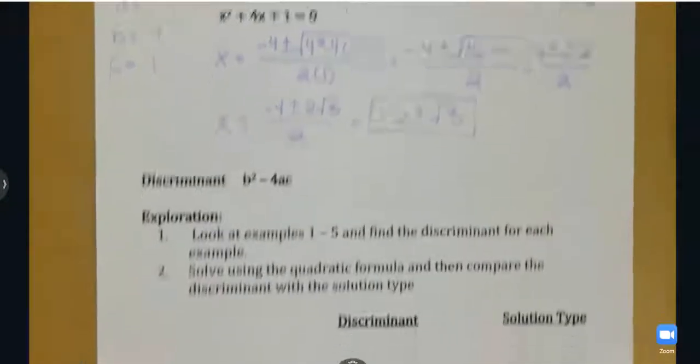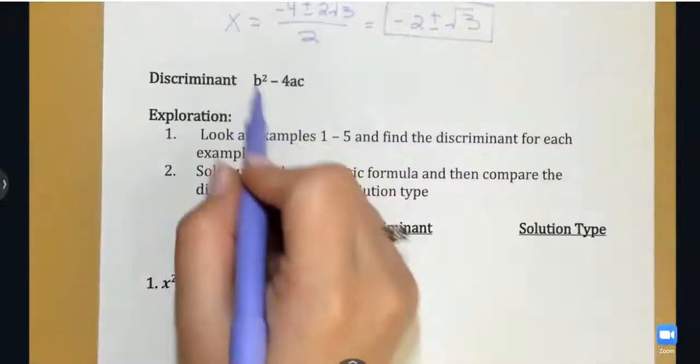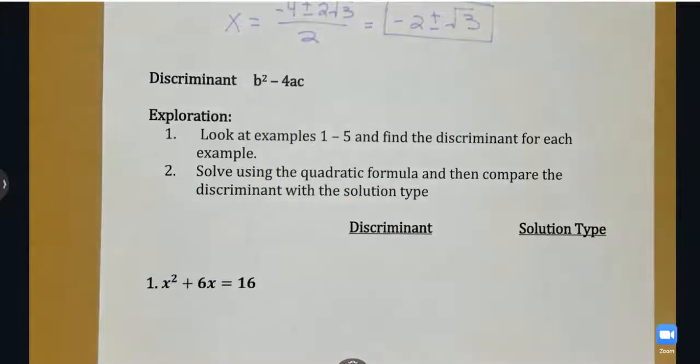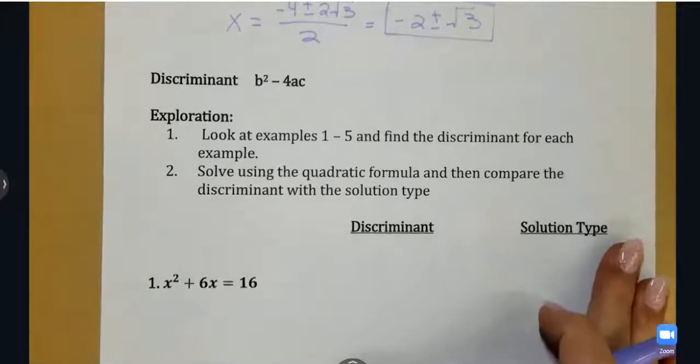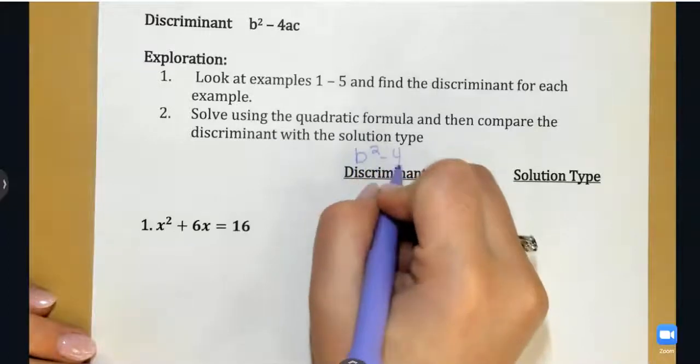Okay. Now, part of our quadratic formula is what we call the discriminant. That's b squared minus 4ac. That's the part that's inside of our radical. And our discriminant will actually give us an idea of what kind of solution we're going to have. So let's take a look at an example here. So remember, our discriminant, b squared minus 4ac.